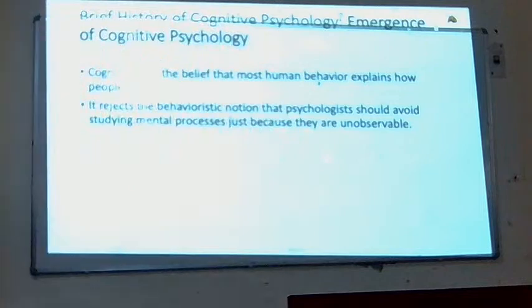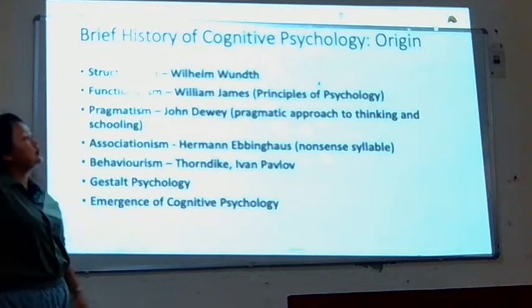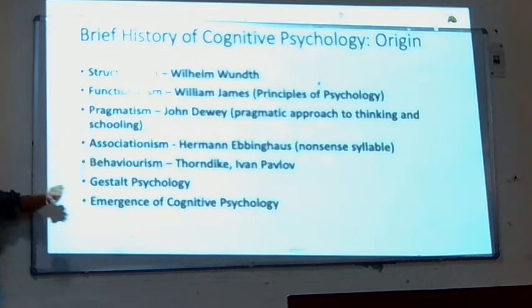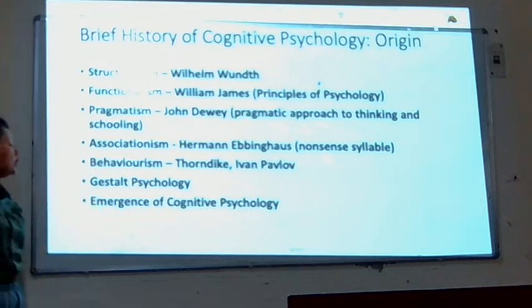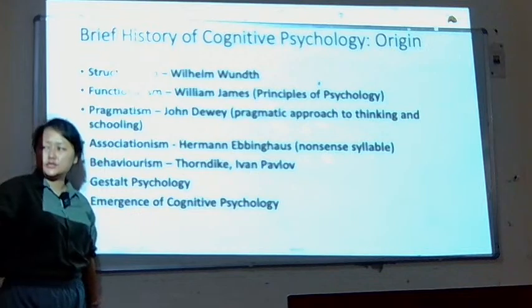So this is the brief history of cognitive psychology, from structuralism, functionalism, pragmatism, associationism, behaviorism, gestalt, and down to the emergence of cognitive psychology.